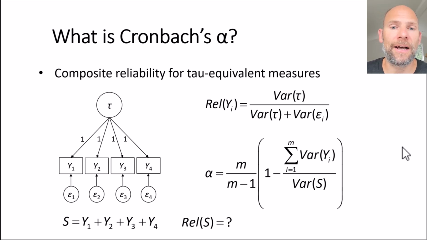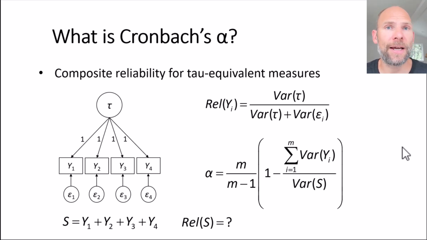So alpha allows us to take into account m tests. So m is the total number of tests, in this case 4. And then in the numerator here we have the sum of the variances of those 4 tests. And in the denominator we have the variance of the sum, which is a function not only of the test variances, but also the test covariances. And so then with this formula, we can calculate the reliability of the sum. And that's the whole idea of Cronbach's alpha.